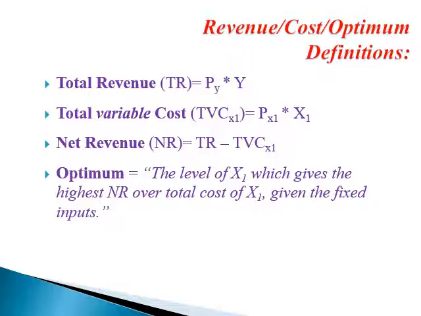Net revenues, or net receipts, or net returns, or net value product if you want to call it. Here we use NR just to make it easy. It is total revenue minus total variable cost. This is the thing I want to maximize. Here the optimality rule tells you to use the level of X1 where the NR is the highest. So it tells you to use the level of X1 at which the marginal value product of X1 is equal to the unit price of X1, or alternatively, use the level of X1 at which MPP of X1 is equal to P of X1 divided by P of Y. It is the same thing. This is the optimality rule.